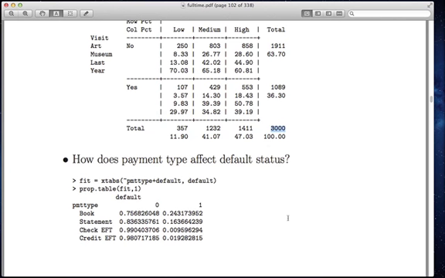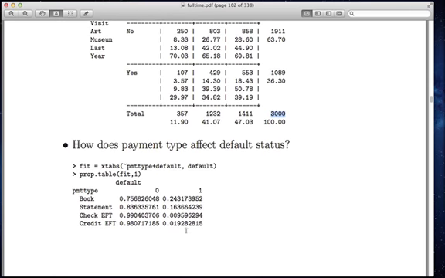How does payment type affect default status? Well, it looks like people who pay with book or statement have higher default rates than those who pay with either of the EFT methods.